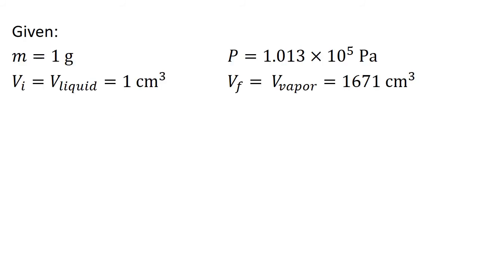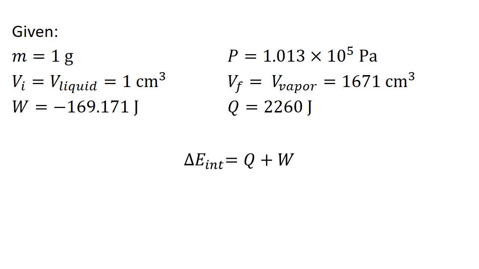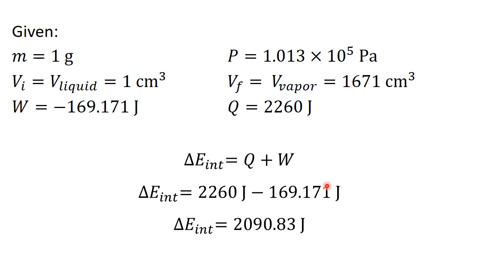From there, makukompute na po natin yung ating change in internal energy which is just equal to Q plus W. Direct substitution, again, from the two values that we've determined a while ago, that is Q equals 2,260 joule. That is from heat absorbed when liquid changed to vapor. And then minus the work done, which is 169.171. And evaluating that, we get that the change in internal energy is 2,090.83 joules.